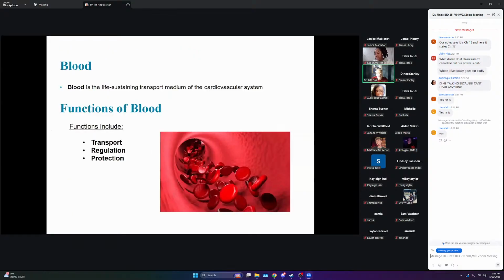Let's go ahead and talk about blood for a minute. Some of this is going to be very obvious, things that you guys already know. Some of it will certainly be new, like I said. We're going to dive into how blood cells form, for example.